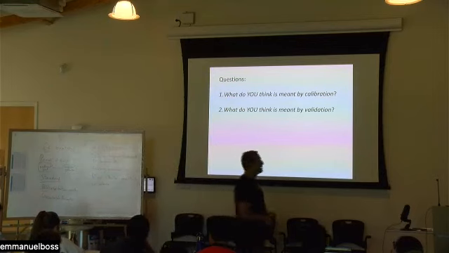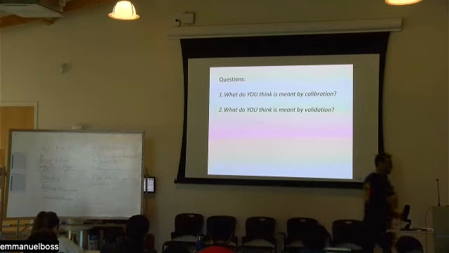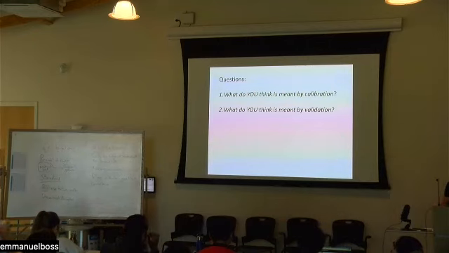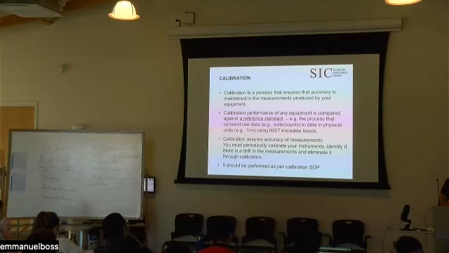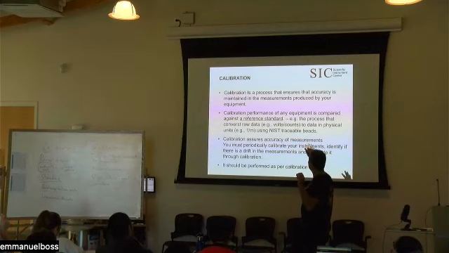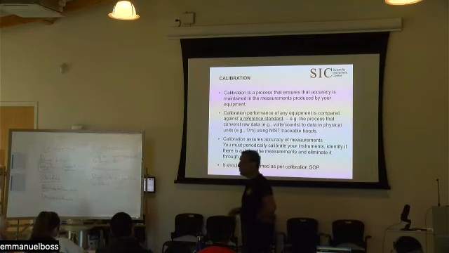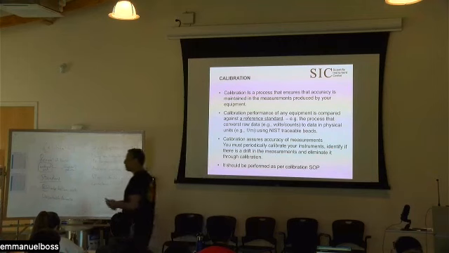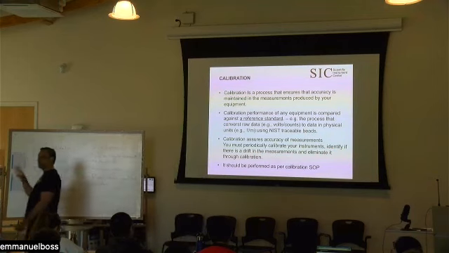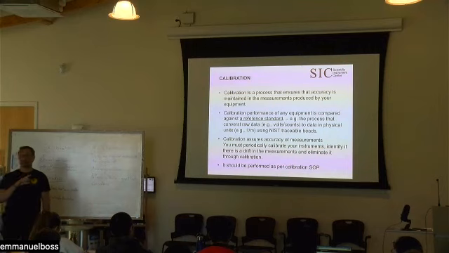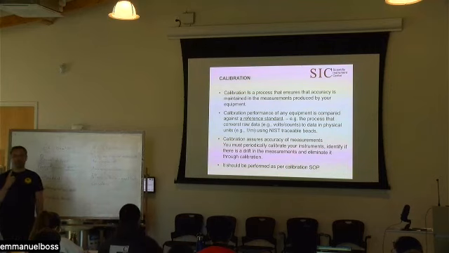So I'll now provide you things I found online, and I'm inviting all my co-teachers also to challenge those things. But basically, calibration is a process that ensures the accuracy is maintained in the measurement produced by the equipment. The most important thing is that you have a reference standard. And in the US and in the rest of the world, there's agencies that provide standards. Which one is it in the US?